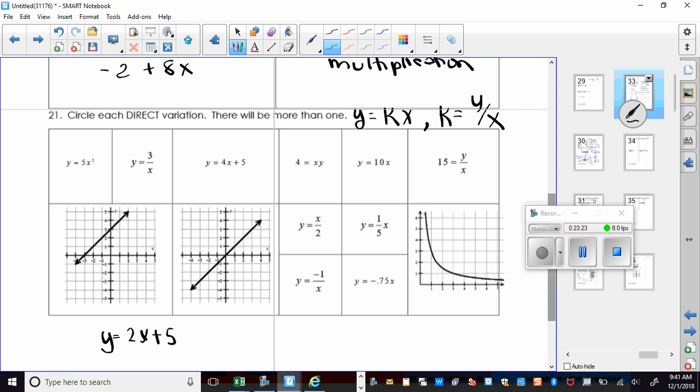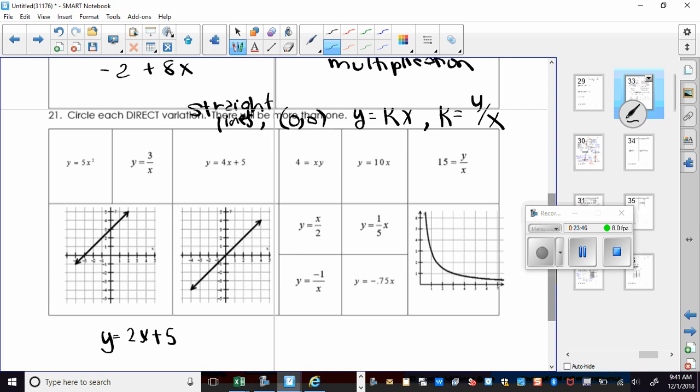Things like that. You only have the y term and a number times x, or y divided by x equals k. Also, direct variations are straight lines. They are never curves. And the straight lines have to go through 0, 0, or the origin. So keeping that in mind, let's go through each one.